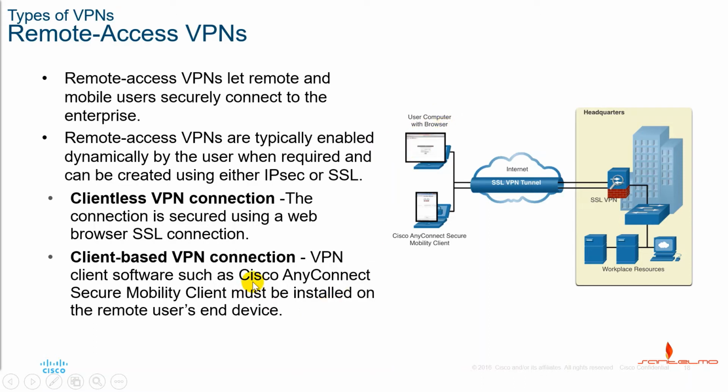Now for the client-based VPN connection, VPN client software such as the Cisco AnyConnect Secure Mobility Client must be installed on the remote user's end device. It could be on a laptop, a palmtop, or a cell phone. Client-based VPN users must initiate the VPN connection using the VPN client and then authenticate to the destination's VPN gateway. When the remote users are authenticated, they have access to the corporate files and applications. The VPN client software encrypts the traffic using IPsec or SSL and forwards it over the internet to the destination's VPN gateway. So that's how it works.